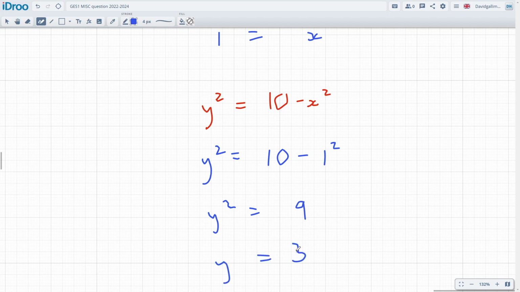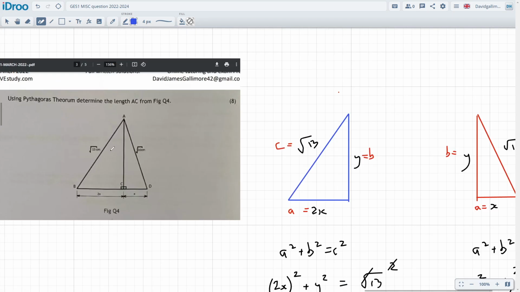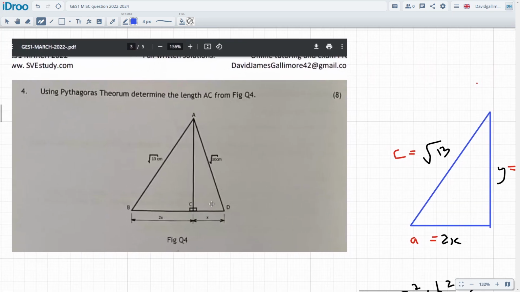And that's what they're asking for. They're saying the length of the AC, and that's going to be 3 centimeters. I could say AC is equal to that. But that's the length of the height of that triangle, which is what they're asking for.